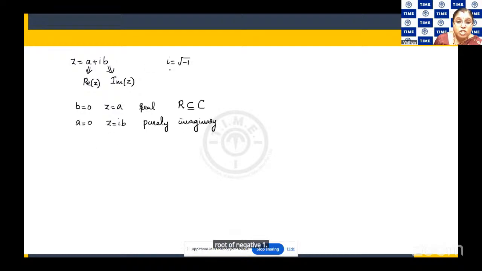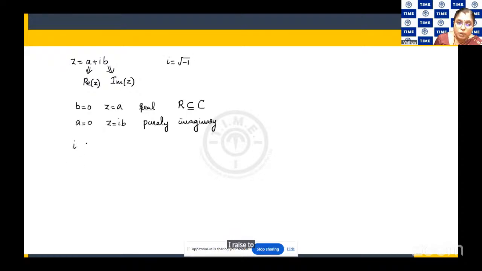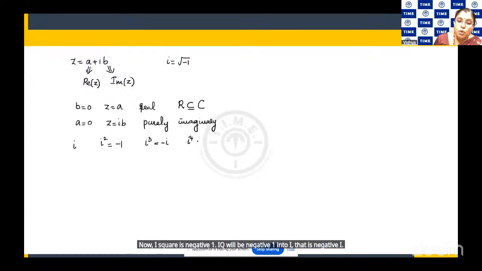Now, let me just explain what are the powers of i. How will you find out the powers of i? i raised to 1 is i only, which is equal to root of negative 1. Now, i square is negative 1. i cube will be negative 1 into i, that is negative i. i raised to 4 is equal to 1. So, the powers of i are i, negative 1, negative i and then 1. So, these are the powers of i. We can write any power of i using these four powers of i.